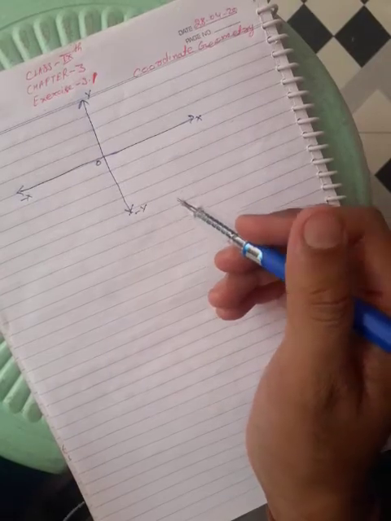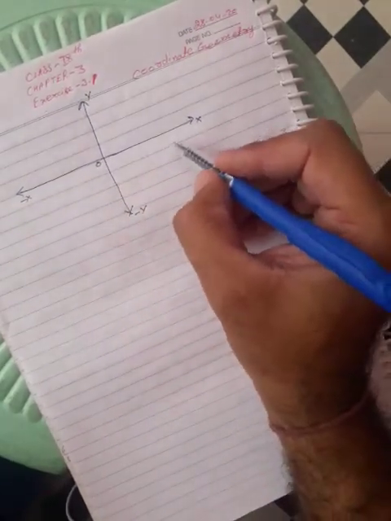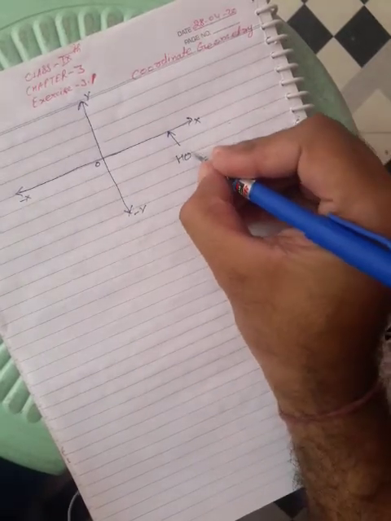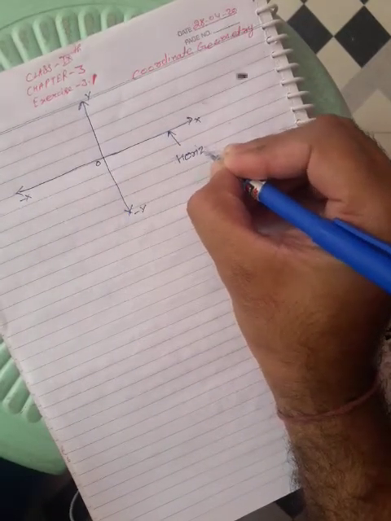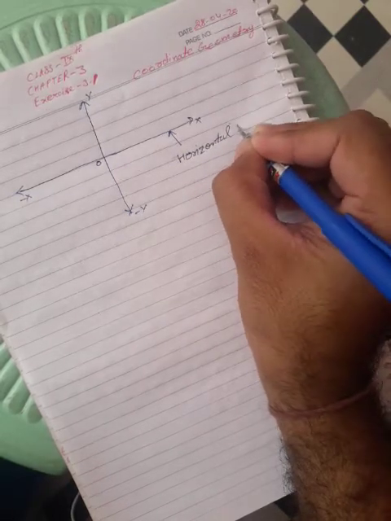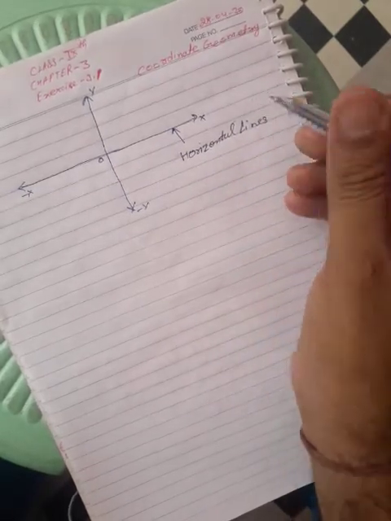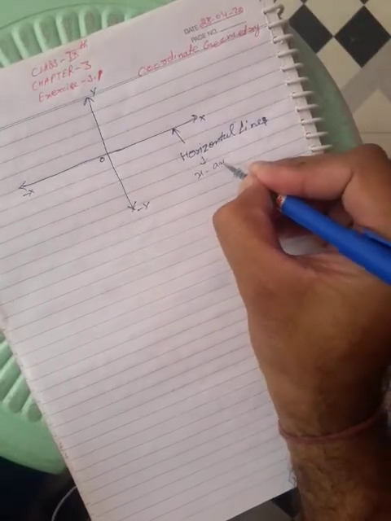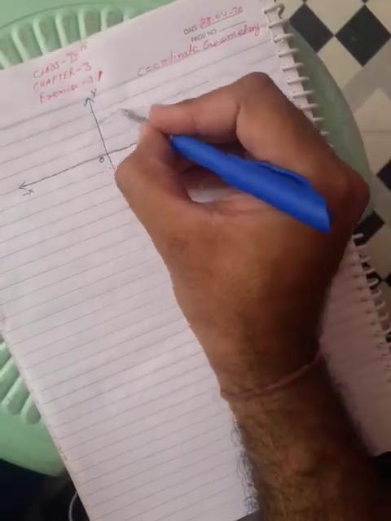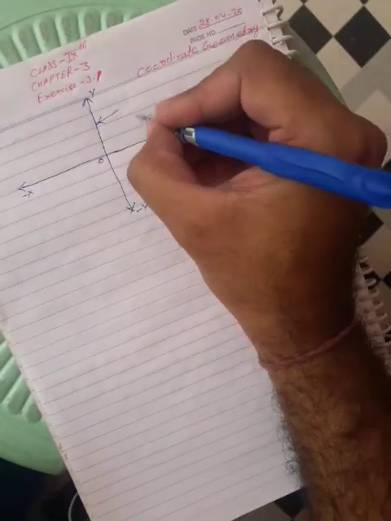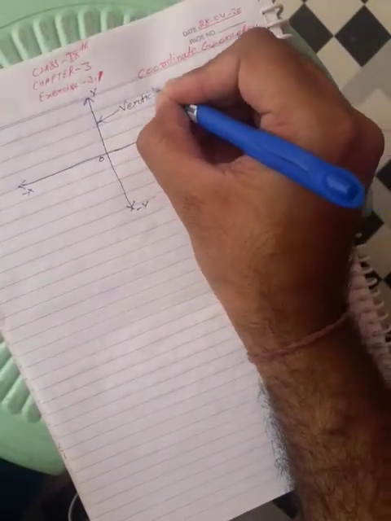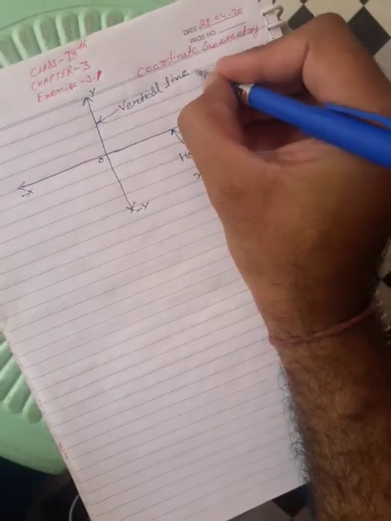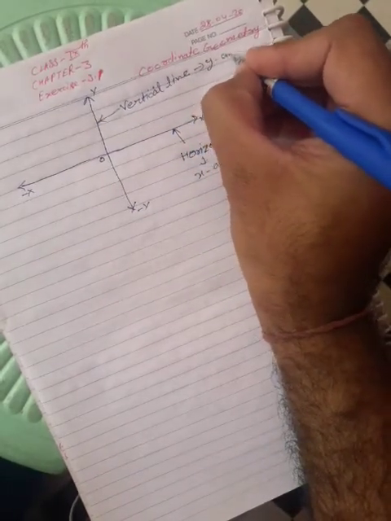The horizontal line is called the x-axis. This is the horizontal line. Horizontal lines are called the x-axis, and this is the vertical line. What is this? The vertical line is called the y-axis.